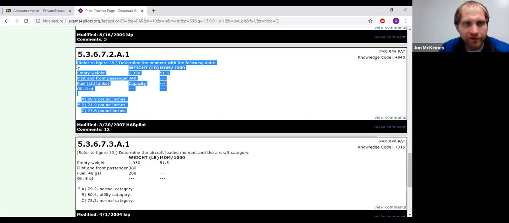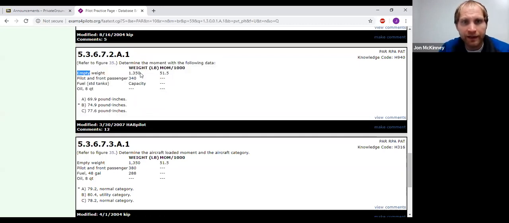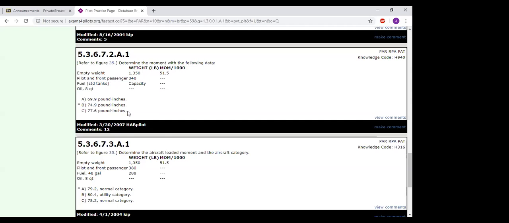This question here, possibly. It says, refer to figure 35, determine the moment with the following data. We got an empty weight of the aircraft, which is 1,350 pounds, a moment of 51.5. That one says divide by 1,000. It says pilot and front passenger 340. It says our fuel is standard tanks all the way to capacity. Oil 8 quarts, and we got A, B, C answer choices. Do you think this is the question you're thinking, Christian? That's exactly it. Okay, cool.